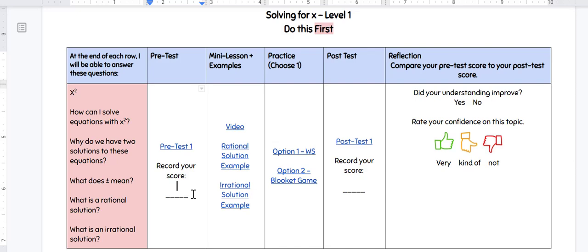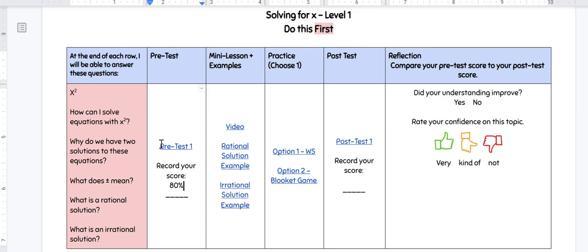You're going to type in your score. Let's say you got an 80%. If you get an 80%, that means you need to spend some time on this key idea by watching videos, looking at some examples, and maybe doing some practice before you can take that post-test.